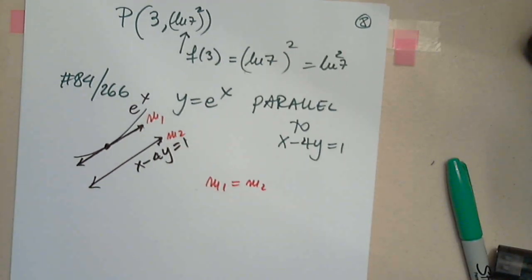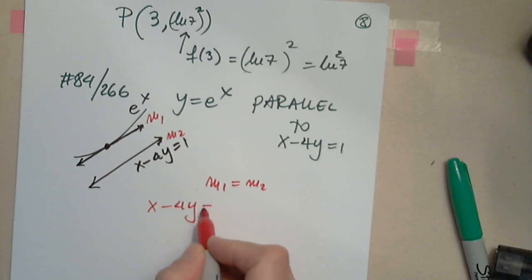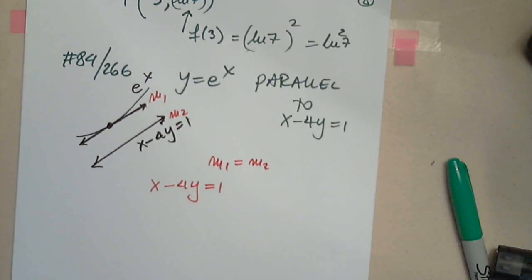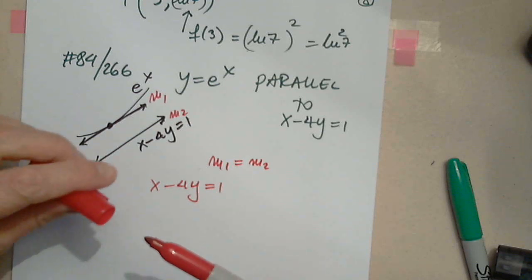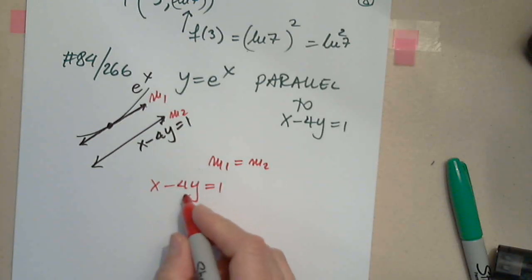But can I find m2? And the answer is yes. So I have x minus 4y equals 1. And I will solve for y. Somebody told me that red is not a good color. Can you see the red or not? Yeah. Okay, so I have to solve for y.